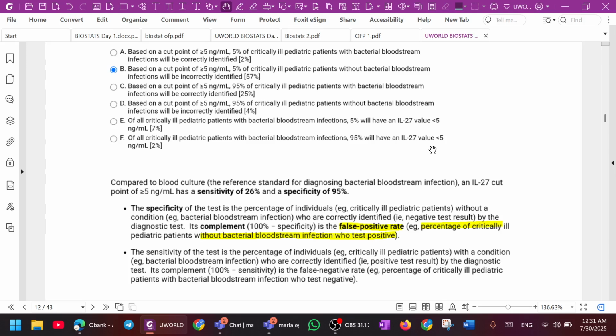So if you go through each one based on the cutoff point they give you, critically ill patients with bacterial bloodstream infection will be correctly identified. So people with the disease that test positive, that's true positive.